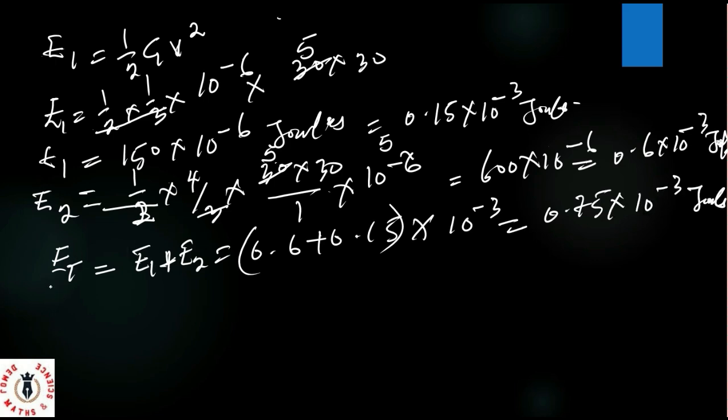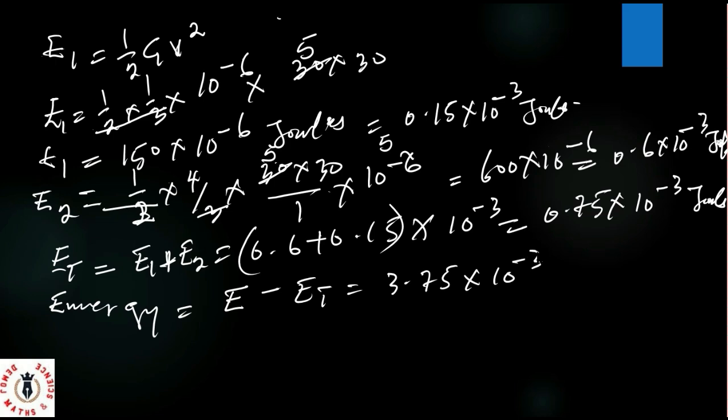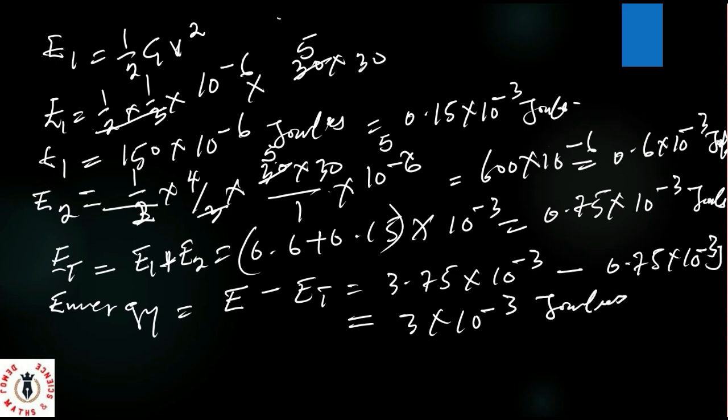Now, we can now calculate our energy loss to be the same thing as E before minus ET. Will be the same thing as 3.75 times 10 raised to the power minus 3 minus 0.75 times 10 raised to the power minus 3 joules. So the energy loss is the same thing as 3 times 10 raised to the power minus 3 joules. Now, with this, I hope you understand how to work with energy in capacitors.